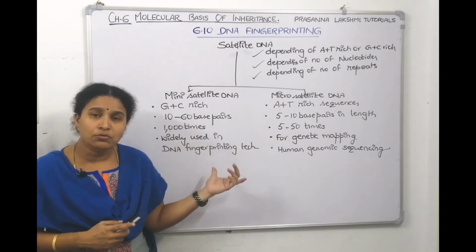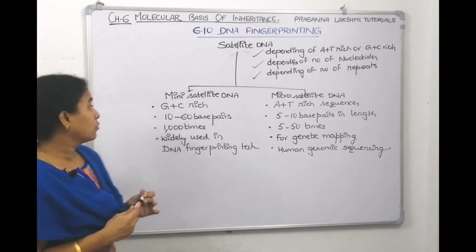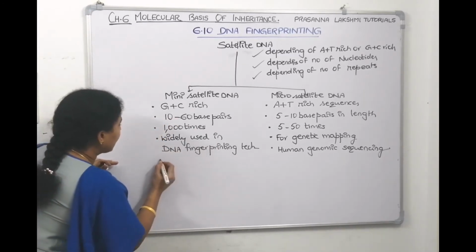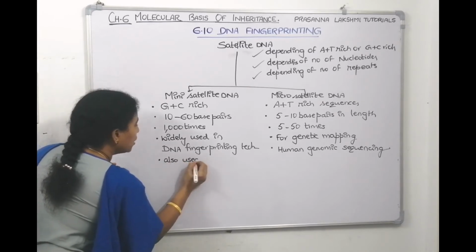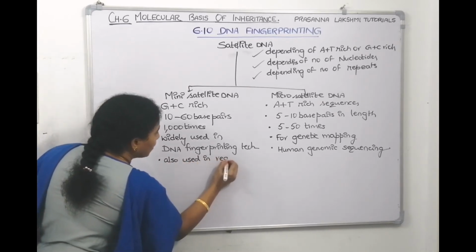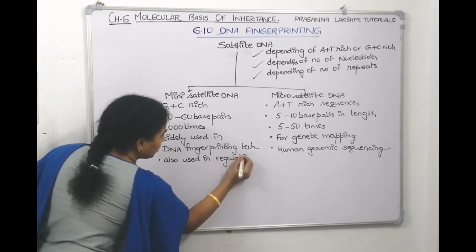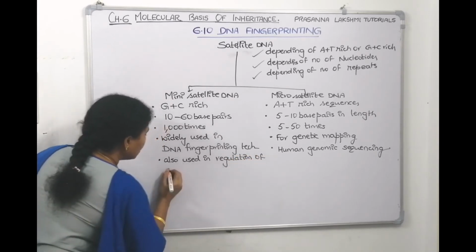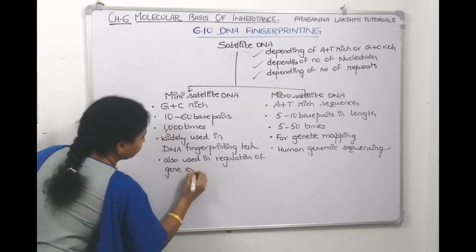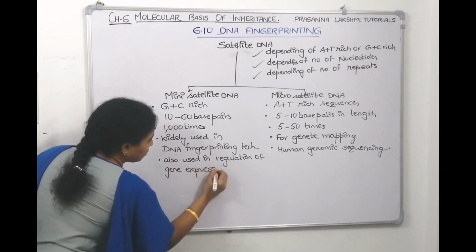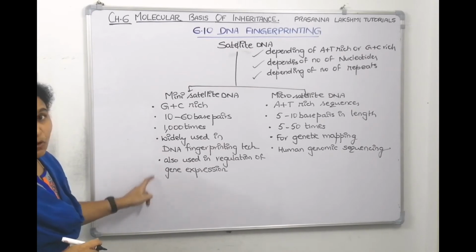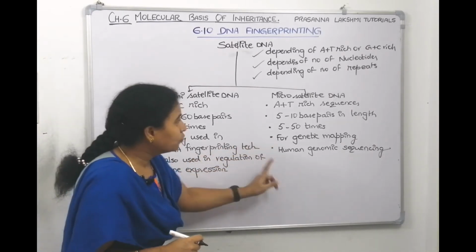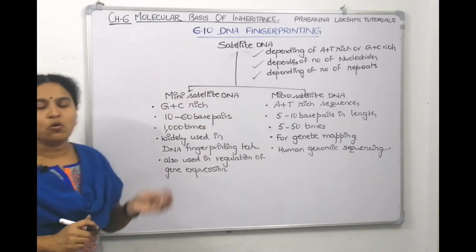The second application of mini satellites is that they are also used in regulation of gene expression, children. Two important points I told where we use them, and here also I have given 2 important points, and those 3 points also we covered.